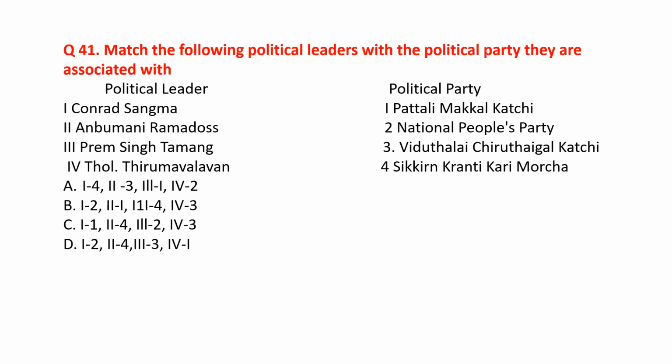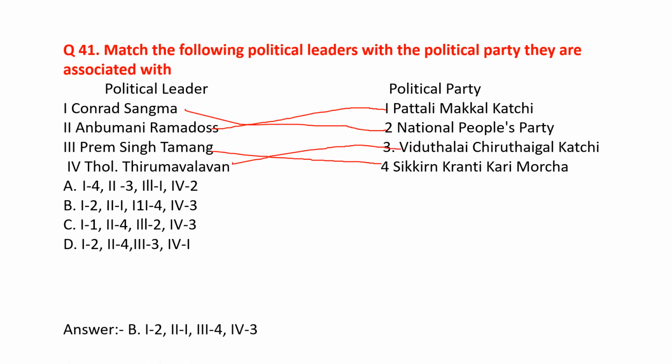Match the following political leaders with the political party they are associated with. Conrad Sangma, he is associated with National People's Party. Anbumani Ramadoss, he is related to Pattali Makkal Katchi. Prem Singh Tamang is associated with Sikkim Krantikari Morcha. Thol Thirumavalavan is related to Viduthalai Chiruthaigal Katchi. So the correct option is option B.